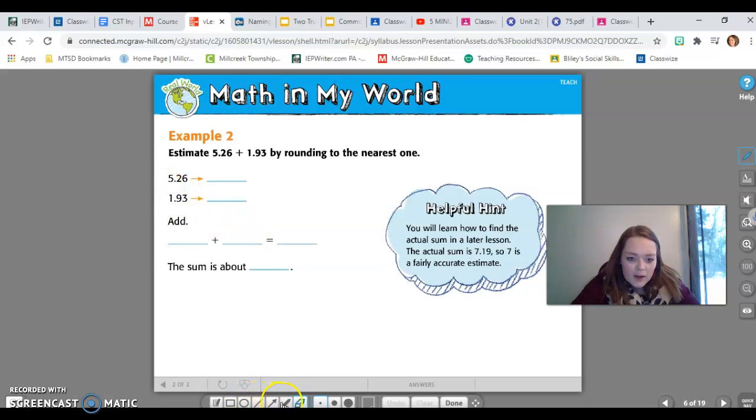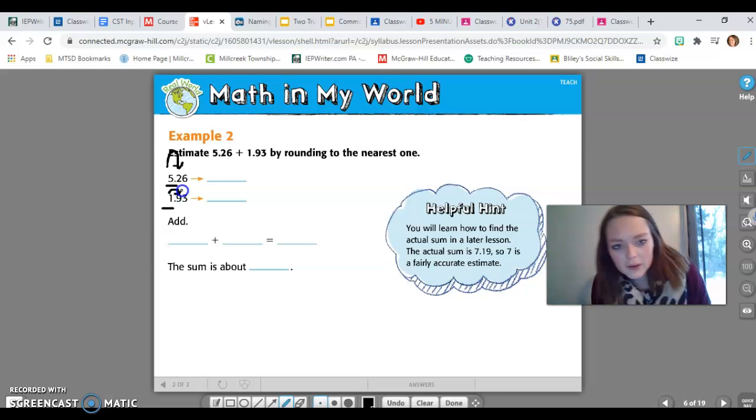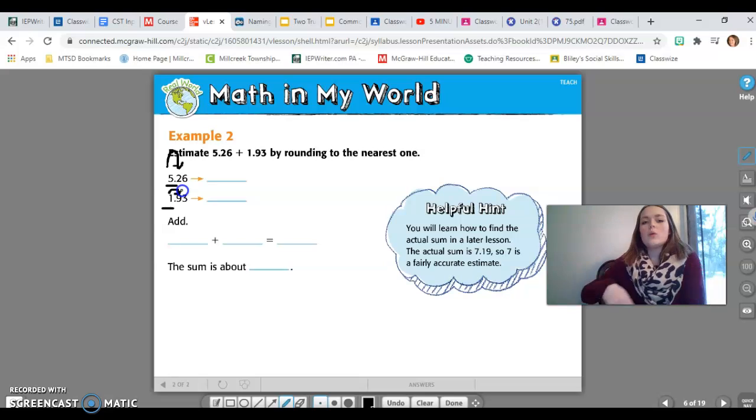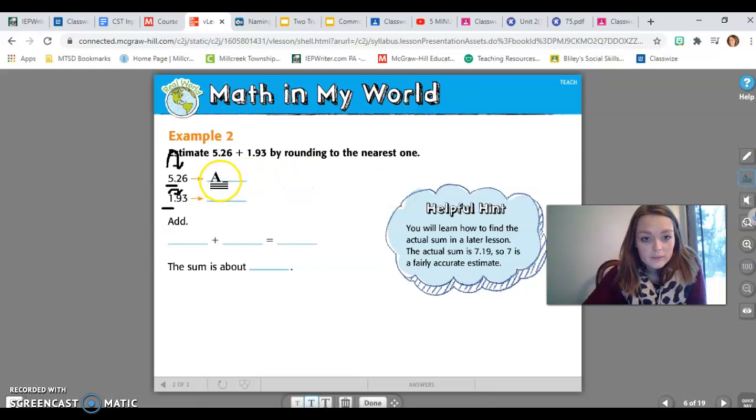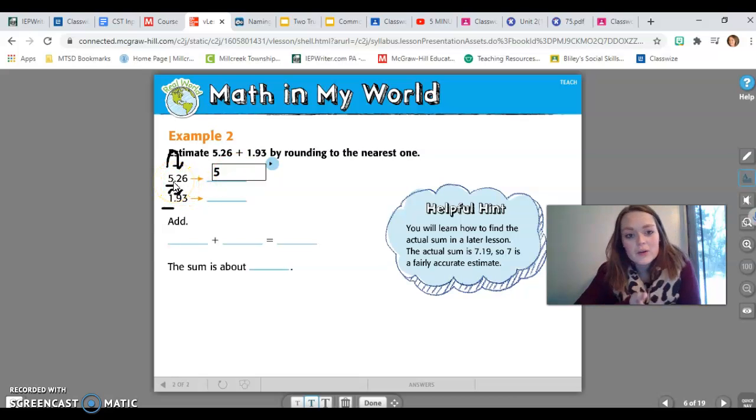Okay, so we are going to be looking at our ones and then looking at our tenths place value to see if we are bumping it up or dropping it off. We have 5.26. We have a 2. We're going to drop it off. So our answer is going to be 5. You can also think of it this way: is 5.26 closer to 5 or 6?